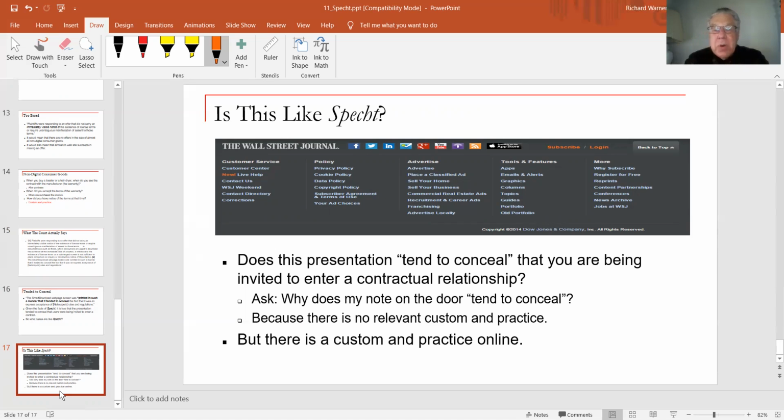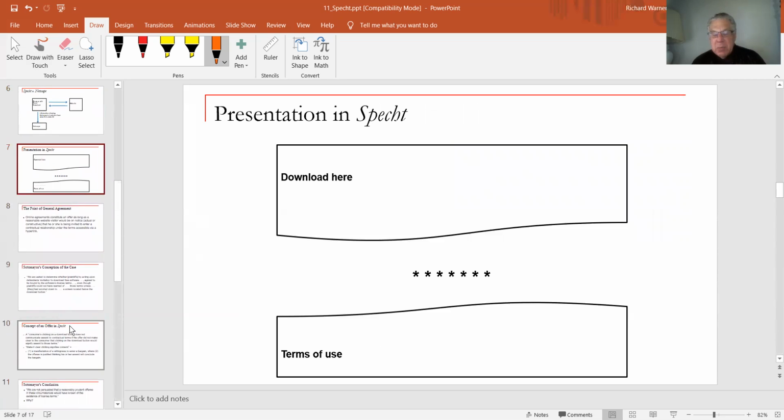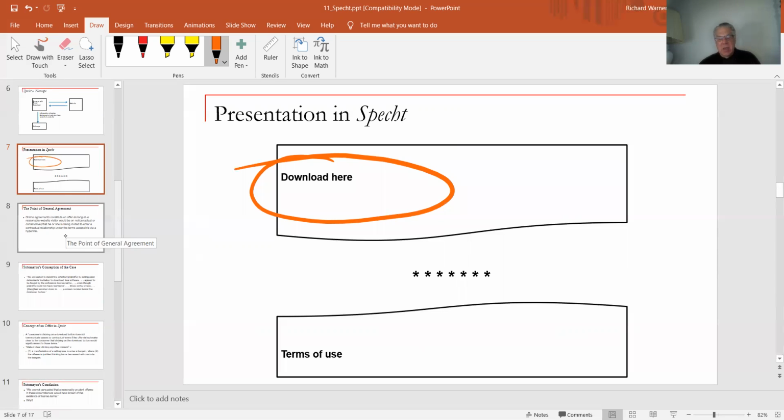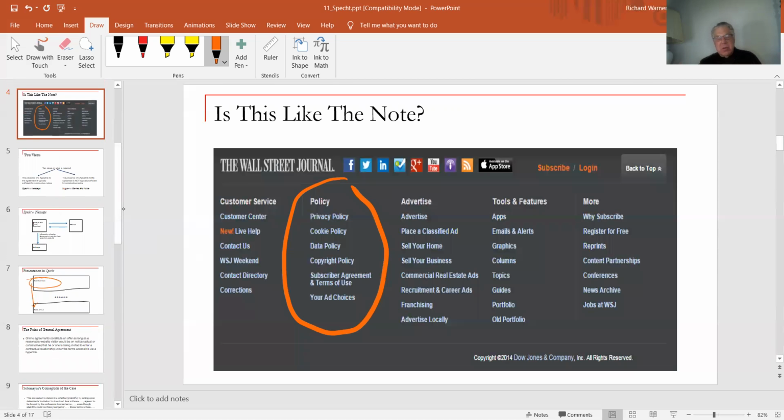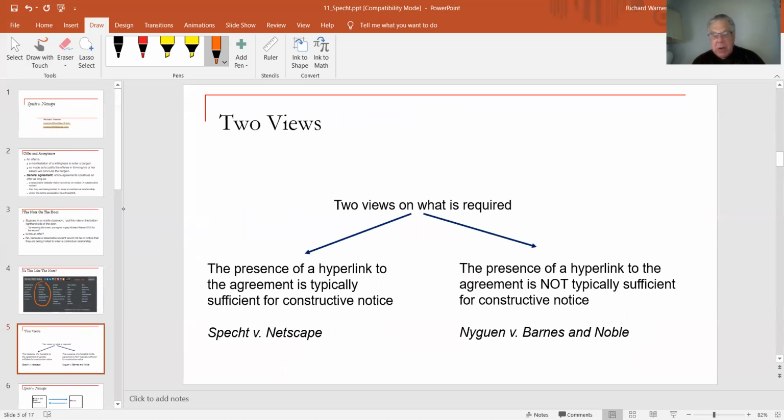So the way I interpret SPECT is that this is sufficient for an offer unless the context is such that this presentation tends to conceal that the person is being invited to enter a contractual relationship. And that is what was really wrong with this presentation. The context, the surrounding language made this look like a free giveaway, no strings attached. Again, it's not just that you have to go down there to see the terms, right? It's that given the way it's presented, you wouldn't expect there to be terms down there. But when we visit websites, we're used to this. We expect the terms to be down there. So that's why I interpret SPECT versus Netscape this way.